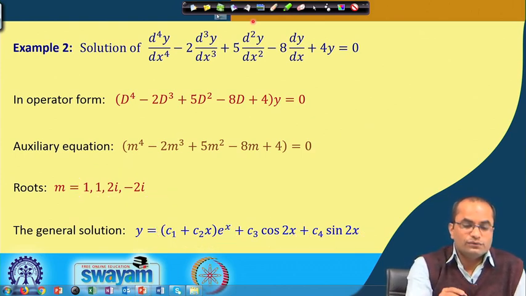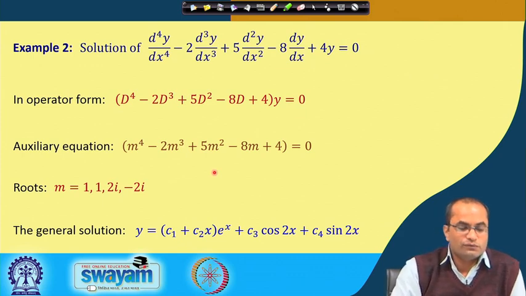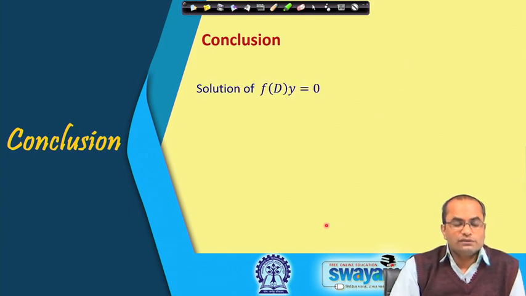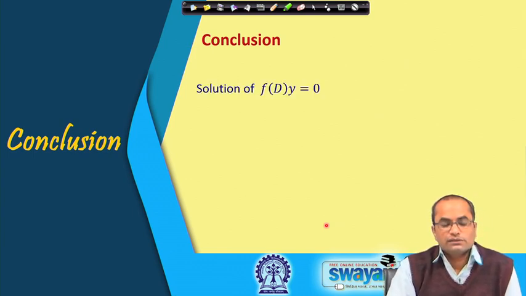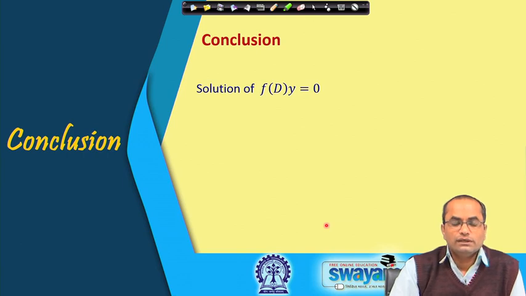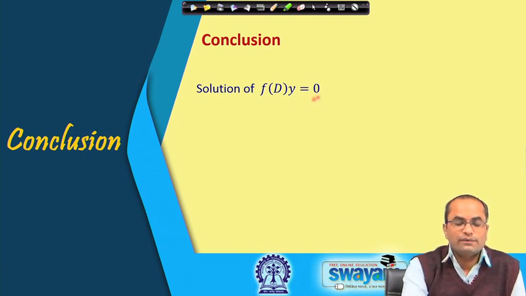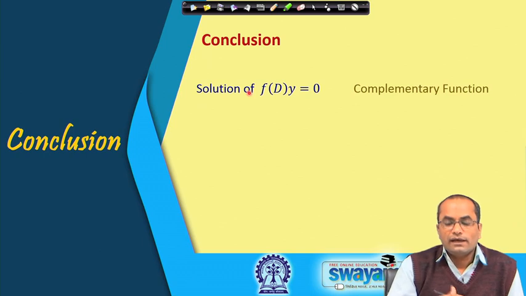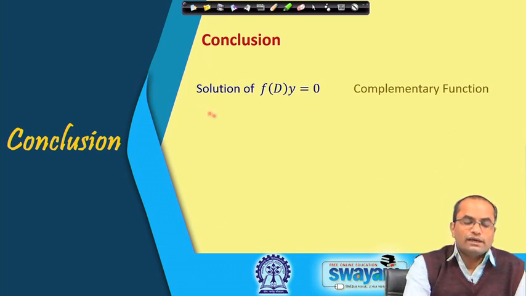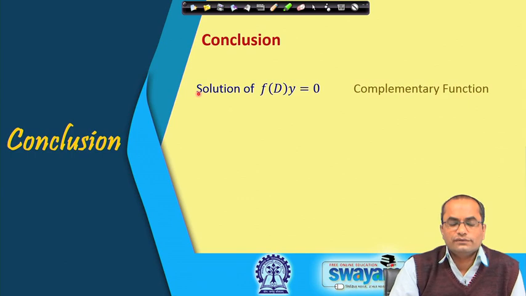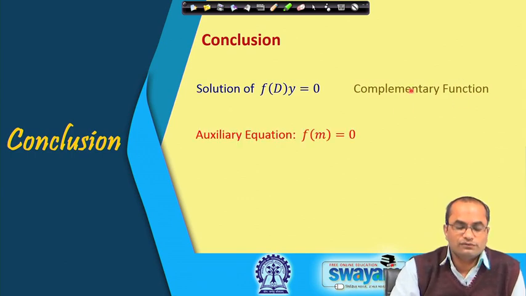So, we have the solution now in this case, when the equation was a fourth order equation, and we will have these 4 constants in the general solution. So, coming to the conclusion, we have today discussed the solution of the homogeneous linear differential equation of this type f(D) y is equal to 0. This f(D) is just the differential operator, and the general solution of this differential equation we call the complementary function.